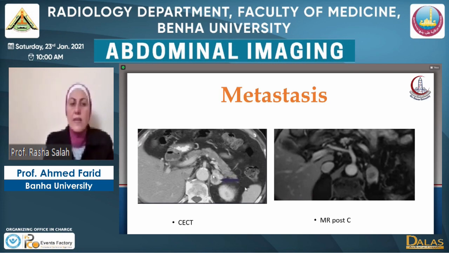The metastasis doesn't show any drop in signal on the MRI T1 in- and out-of-phase image, and it shows a heterogeneous appearance on CT and MRI image. The size of the metastasis is completely variable, from small size to huge metastatic lesions. It could be unilateral or bilateral. And the most common primary for metastasis to the suprarenal gland is the bronchogenic carcinoma.